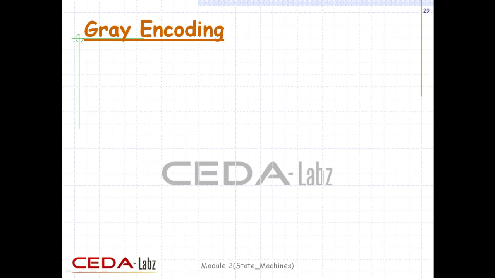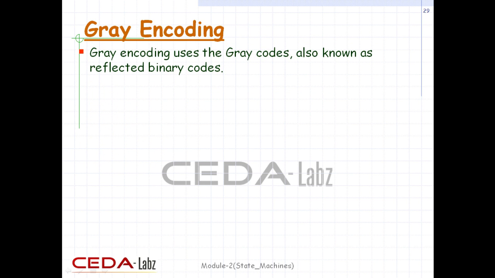Gray encoding uses the gray codes, also known as reflected binary codes, to represent states where two successive codes differ in only one digit. This helps in reducing the number of transitions of the flip-flop outputs. Good, as they reduce the transitions and hence consume less dynamic power. Also, they can be handy in detecting state transition errors. The number of bits is equal to log2 n rounded to the next natural number.